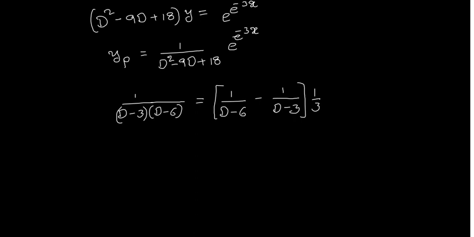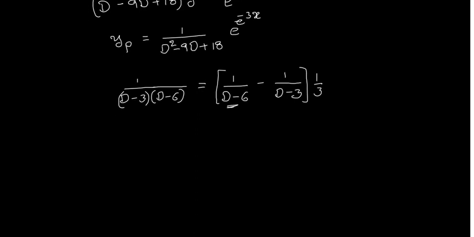So now it is enough to know what is the action of this on e power minus 3x. And before seeing that, let me recall the formula, that is 1 by (D minus alpha) acting on f of x. So we'd like to find its value. What is this thing? That's what we'd like to find. So let's assume that this expression is equal to y. I'm going to derive the formula for this now. So let's assume this is equal to y.